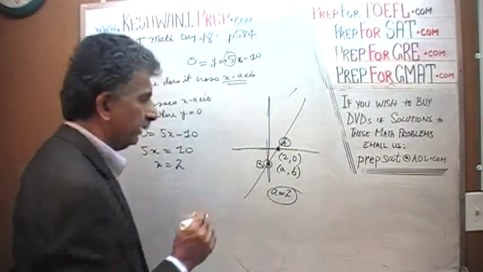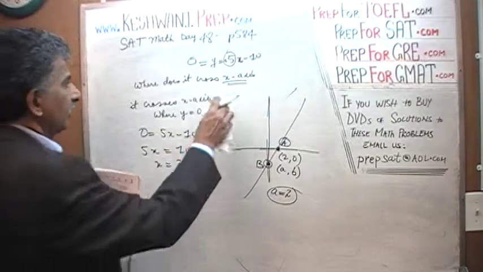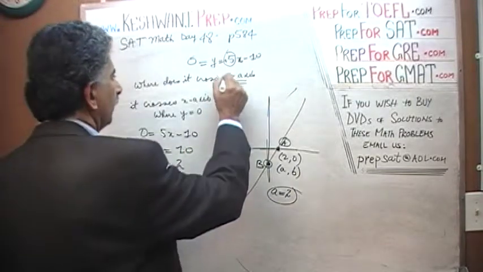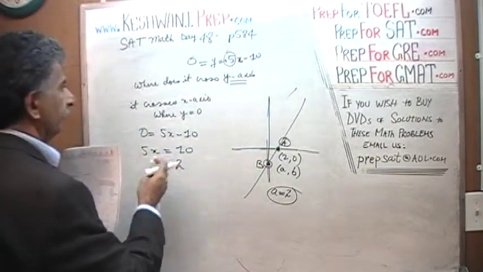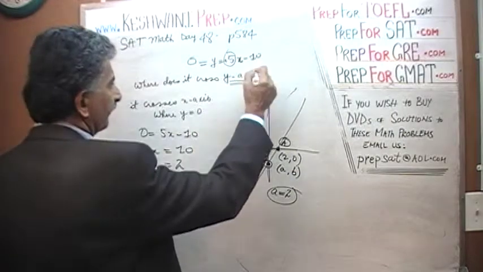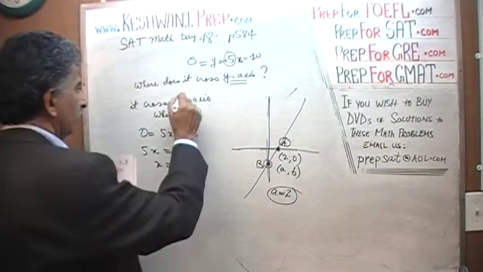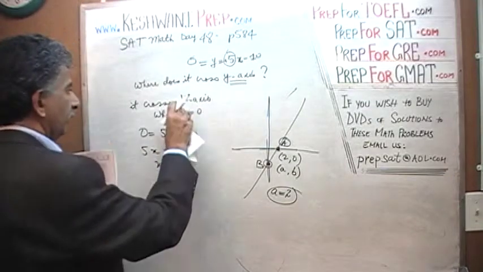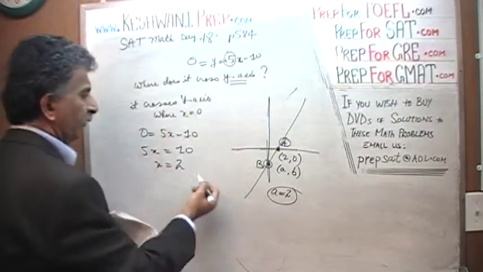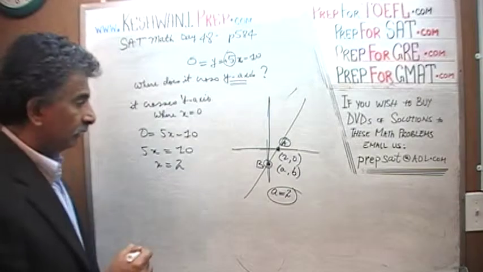It crosses point B. In other words, it crosses the y-axis. Where does it cross the y-axis? This is the second question we're doing. It's not in the book. It crosses the y-axis when x is equal to 0. Right here, the x coordinate is 0.